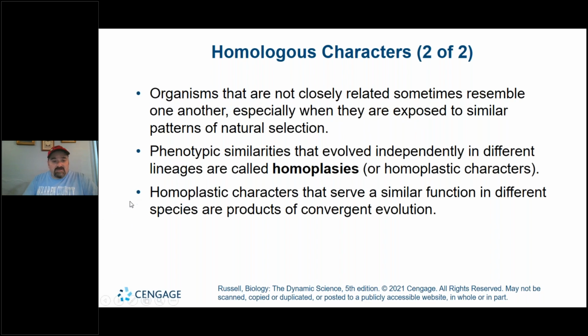Okay, let's see here. Phenotypic similarities that evolved independently in different lineages are called homoplasies, or homoplastic characters. These homoplasies serve a similar function in different species. So it can be similar in structure and yet different in function, okay?